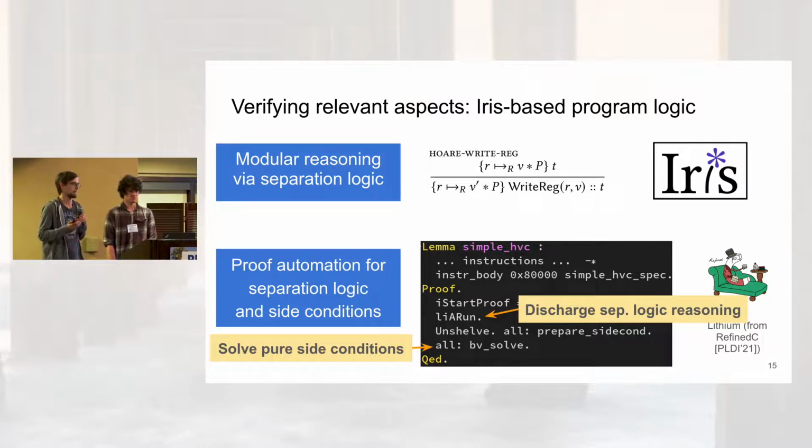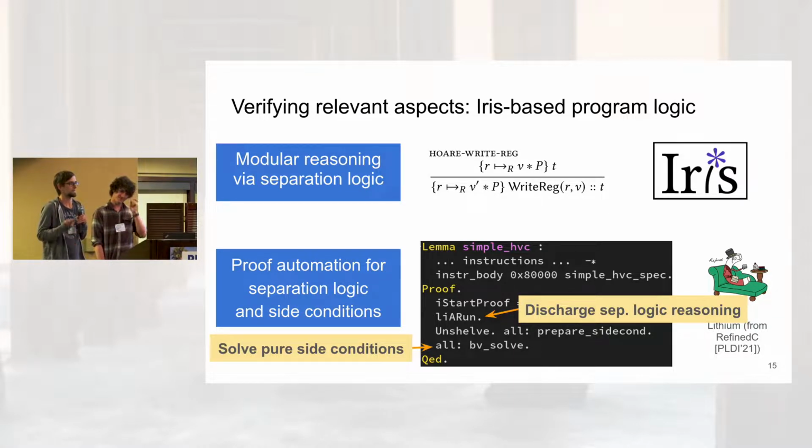And I also quickly want to mention that this proof automation is based on Lithium, which comes from the RefinedC project, which is a foundational and automated verification tool for C, which was presented last year at PLDI, and I'll be giving a reprise of the talk later today. So if you're interested, we can talk about that there.